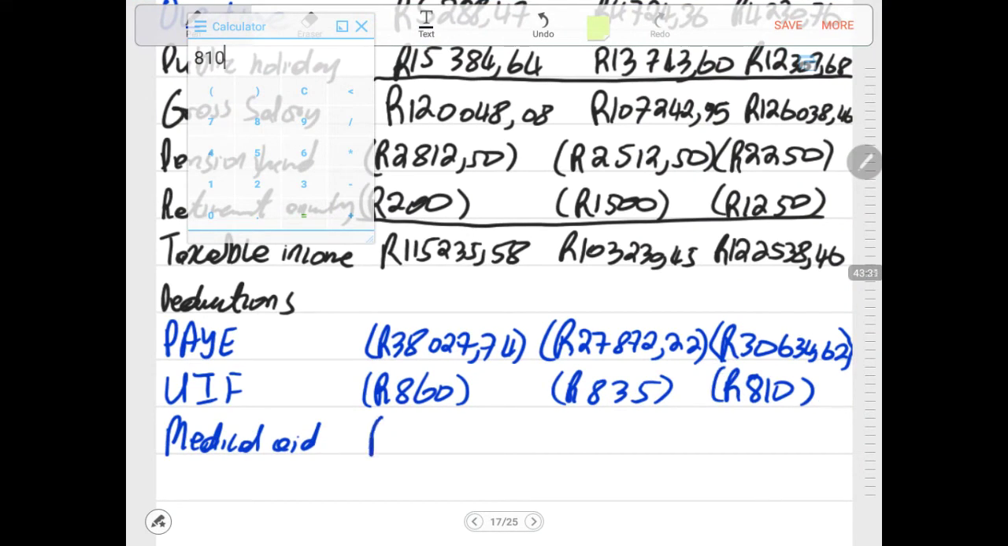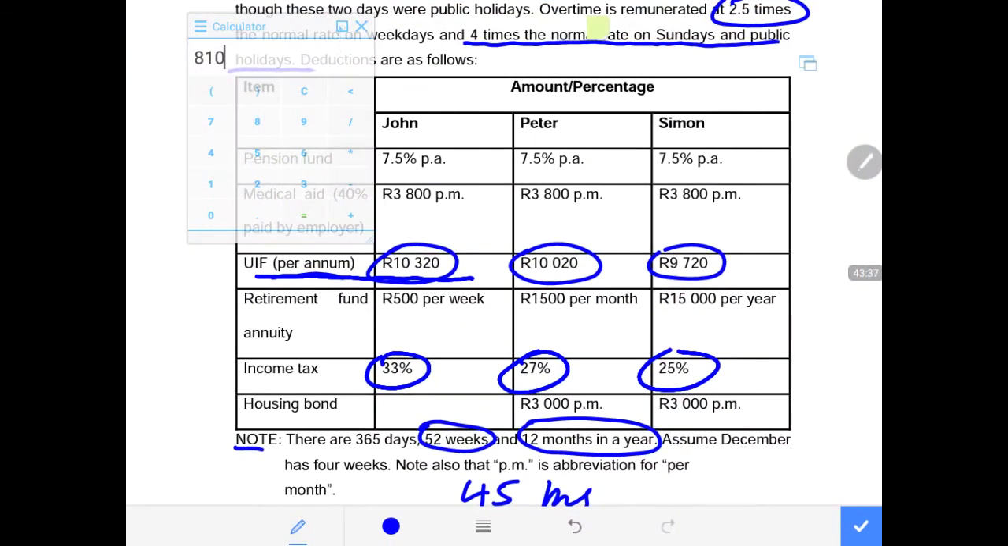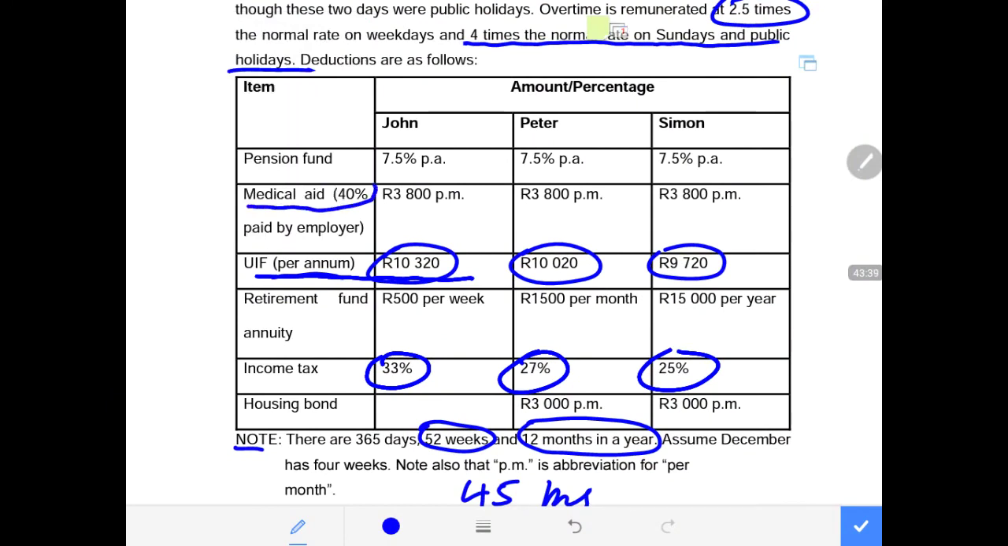Then medical aid. How are we calculating medical aid? We are told that medical aid is 40% paid by the employer, 60% paid by the employee. We are focusing on what the employee is paying, which is the 60%. That is our focus, and it is very consistent throughout all these executives.